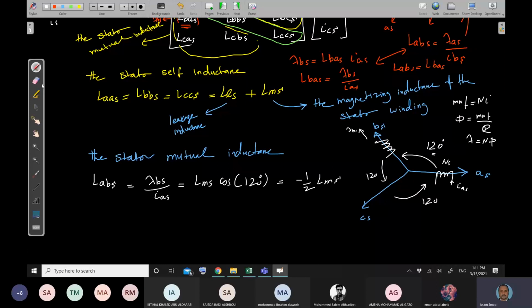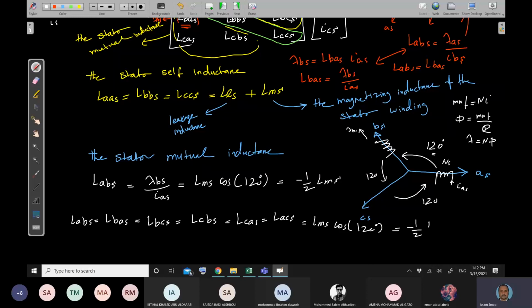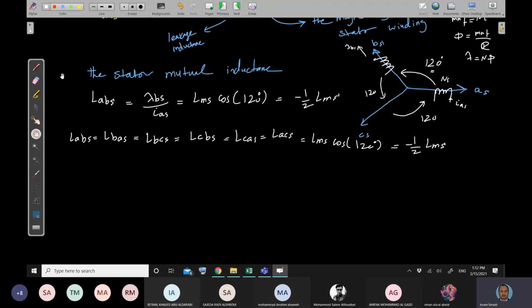So simply here I can write that LABS will equal LBAS, will equal LBCS, will equal LCBS, which equals LCAS, and this will equal LACS. And all will equal LMS cosine of the angle in between, which is 120 degrees, and this will equal minus 1 over 2 LMS. So simply, until now we can calculate the LS.